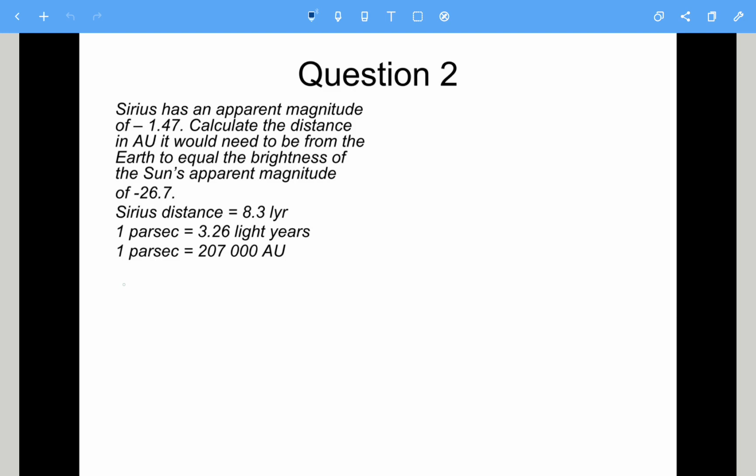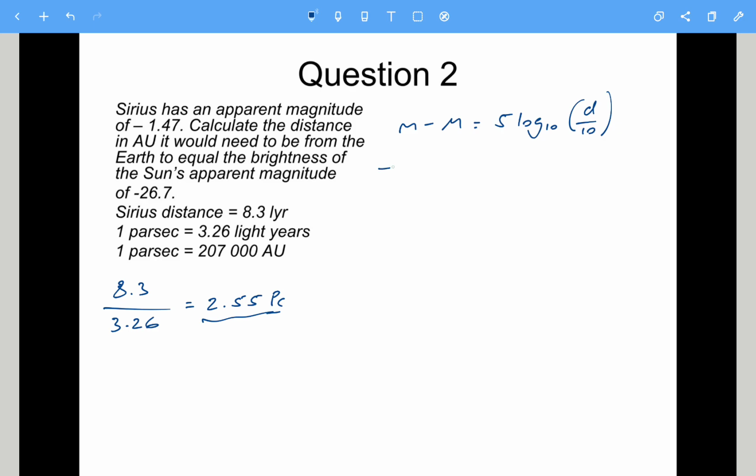We've got some information here: it's 8.3 light years away. If we divide that by the number of light years in a parsec, that will tell us how many parsecs away it is. So 2.55 parsecs is the distance to Sirius. Then we use our equation: m minus M equals 5 log base 10 d over 10.